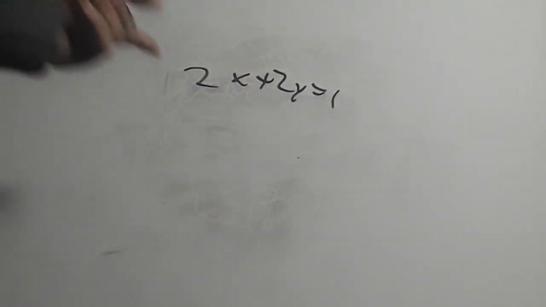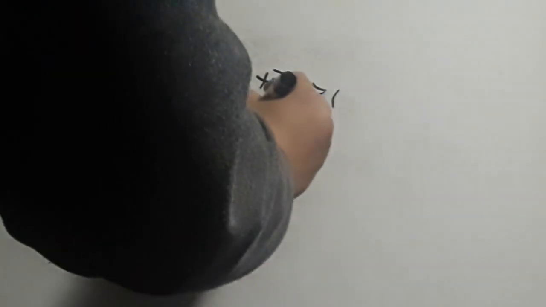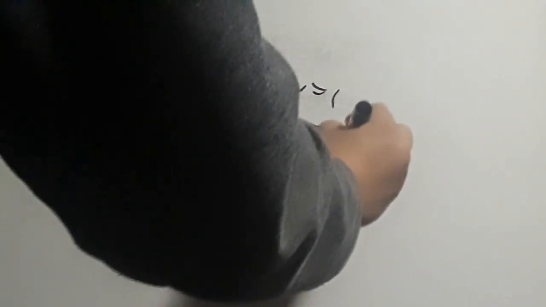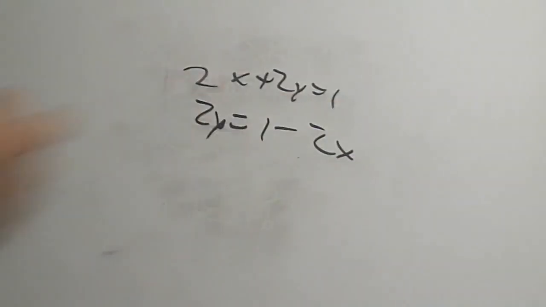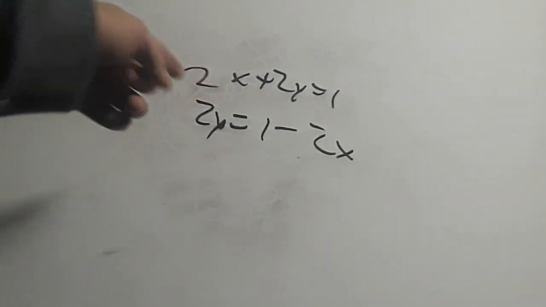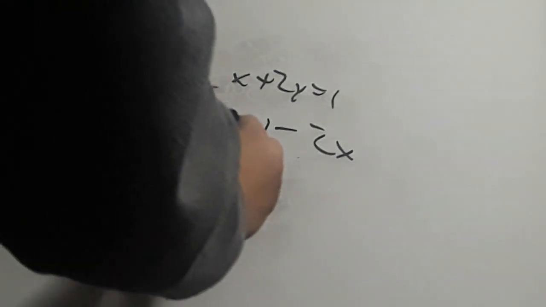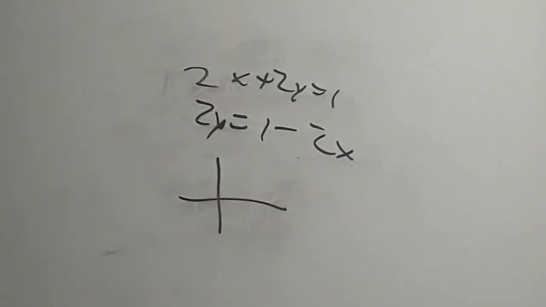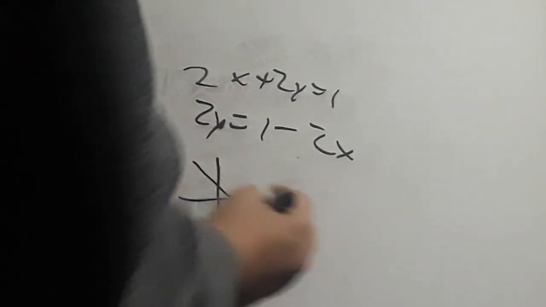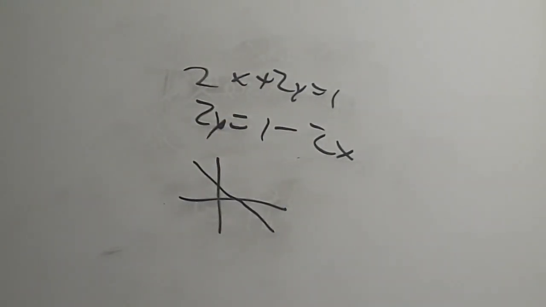So you can treat this implicitly, where it could be like 2x plus 2y equals 1. And just go off from that if you have another equation, because you're just comparing it, but you can change this up. So 1 minus 2x equals 2y. Divide that. So you have y equals half minus x. It should look something like that.